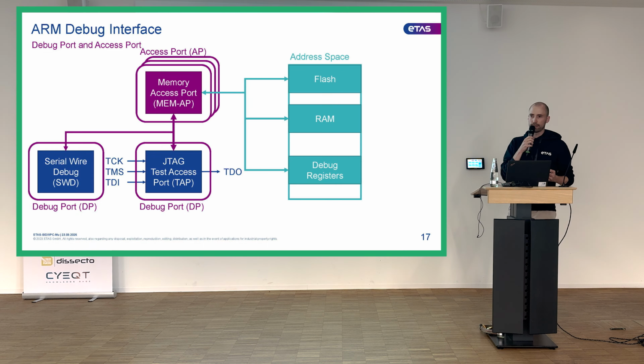And then it's important to mention that JTAG is not the only debug port that I can implement. So I also have serial wire debug, which is a similar protocol, but only requires 2 signals instead of 4. So it's used specifically on chips with a smaller footprint and where I don't have as many pins available.